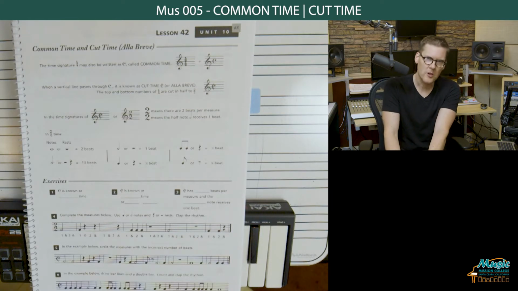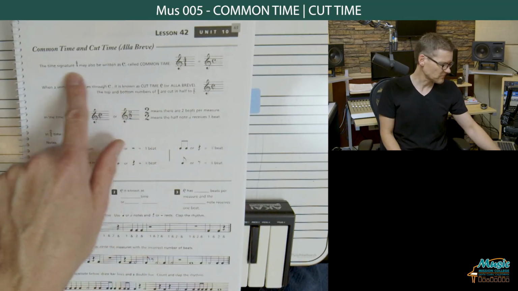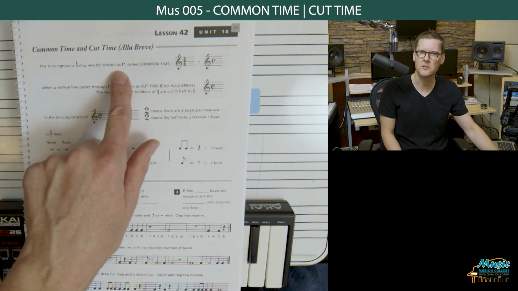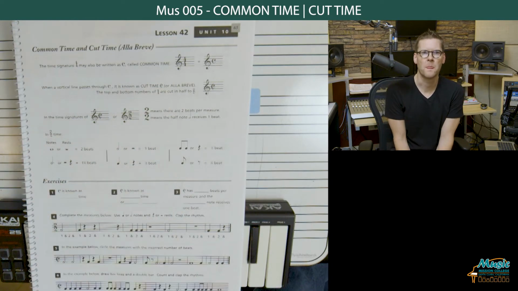3/4, 4/4, 5/8. In this example, they're replacing the numbers with something else. So if you look at the first line, it says the time signature 4/4 can also be written with a C, which we call common time. Basically, 4/4 is so common, thus the name common time.